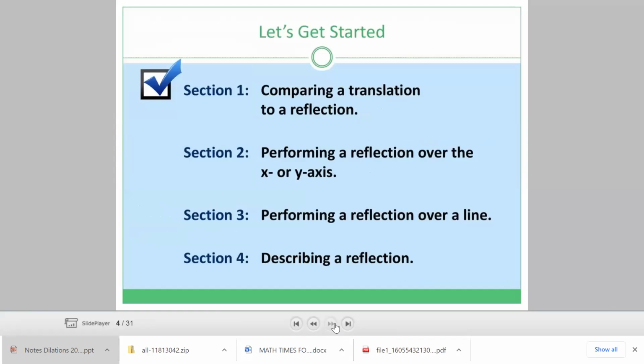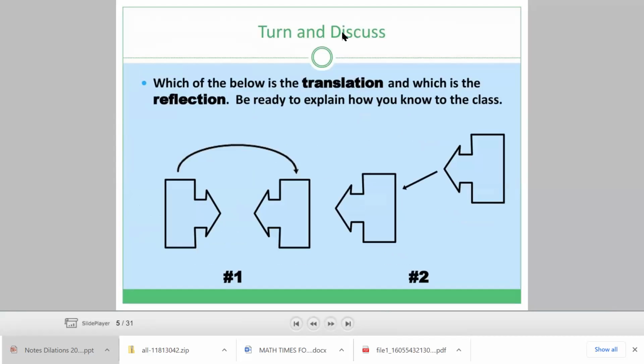Okay, so I told you what we're doing today. Let's begin. Turn and discuss. Which of the below is a translation and which is a reflection? That's a question to you guys. So one person unmute your mic and let me know which one you think, number one or number two, is a translation, which is a reflection.